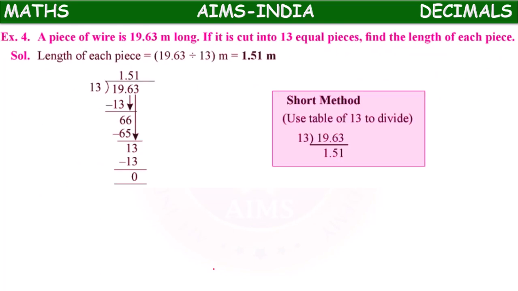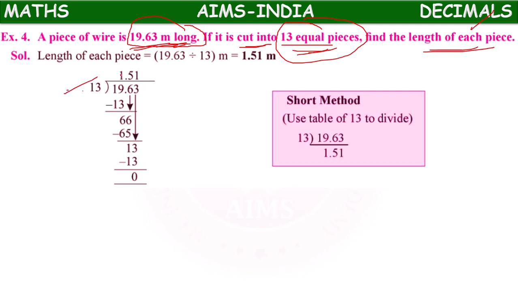Next slide. So a piece of wire is 19.63 meters long. If it is cut into 13 equal pieces, find the length of each piece. So we have a wire of this much length. We are going to cut it into 13 equal pieces. Find the length of each piece. Means we have to divide by 13.